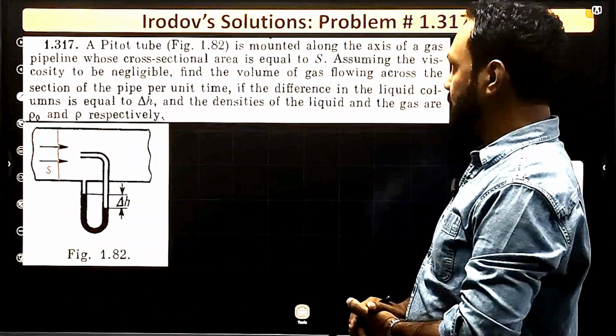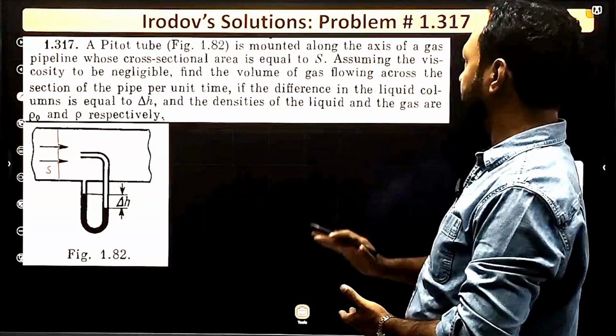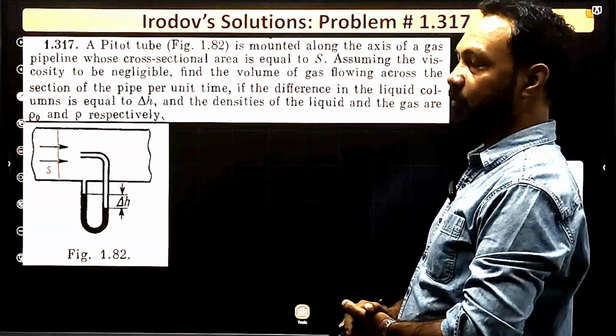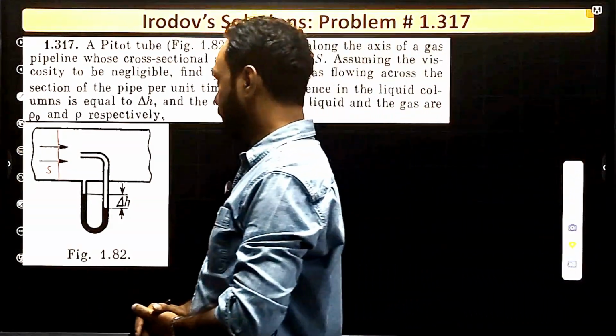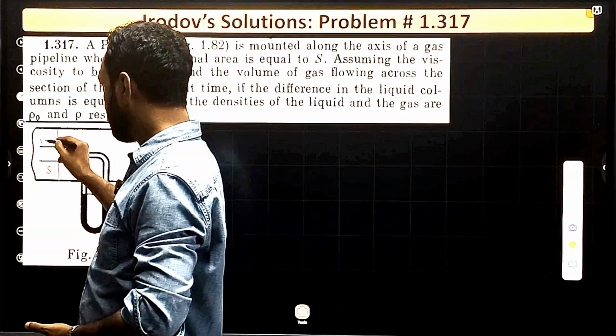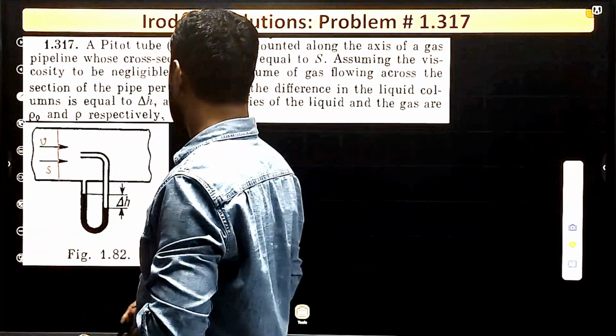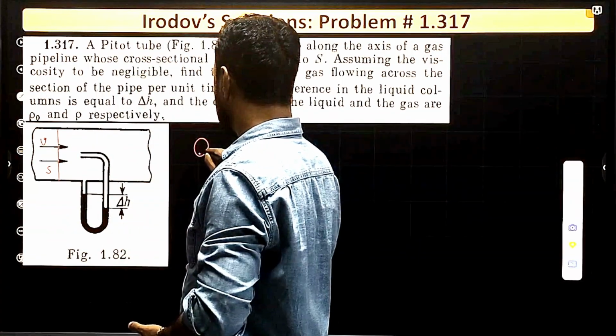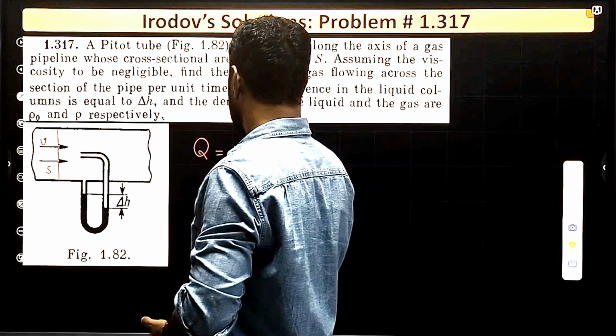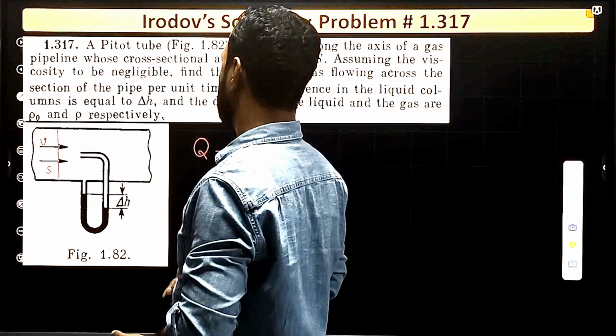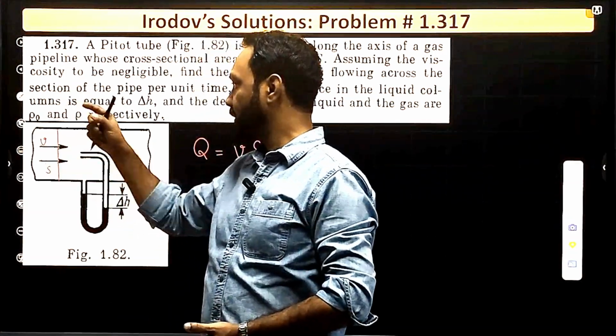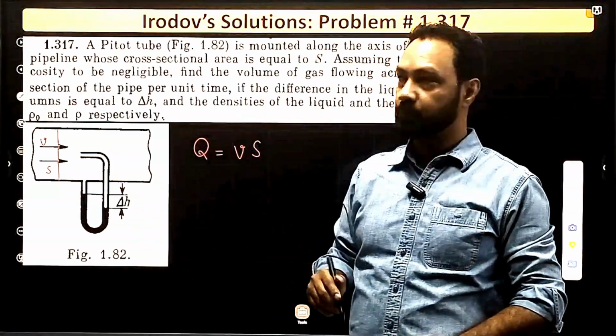Assuming the viscosity to be negligible, find the volume of the gas flowing across the section of the pipe per unit time, the volume flux. So if the velocity on this section is V, the volume flow rate Q is equal to V into S. S is given, so basically we have to find this V. If we get V, we will get Q.